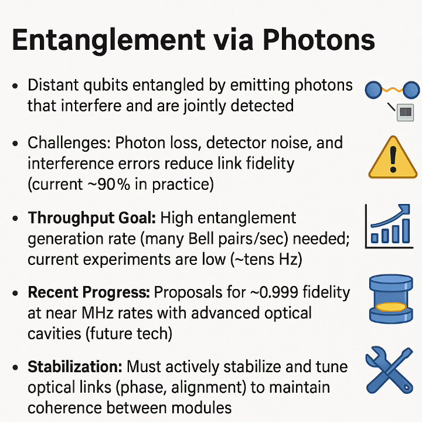Here's a more concrete scenario in the context of trapped ions. Suppose we have ion A in module 1 and ion B in module 2 that we want to entangle. Each ion has an excited state that can emit a photon when the ion transitions to a lower energy state.